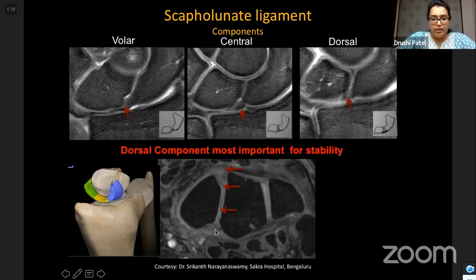Now of this, the dorsal component is most important for stability, because whenever a scapholunate ligament injury occurs, it breaks from the palmar to the dorsal aspect, and the dorsal component is the last to break, and then eventually the scapholunate dissociation occurs when the extrinsic ligaments are also injured.